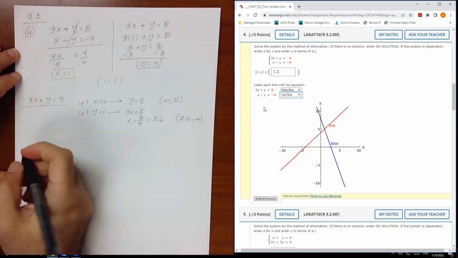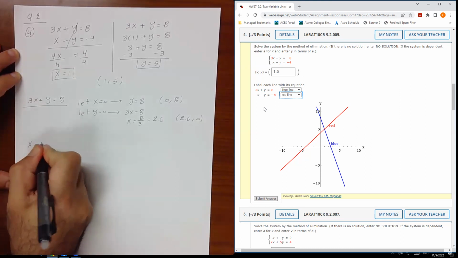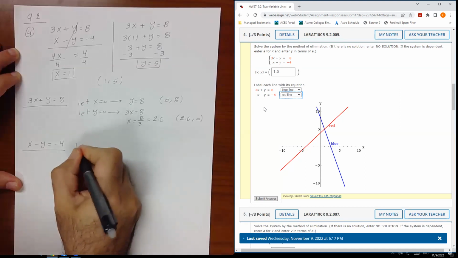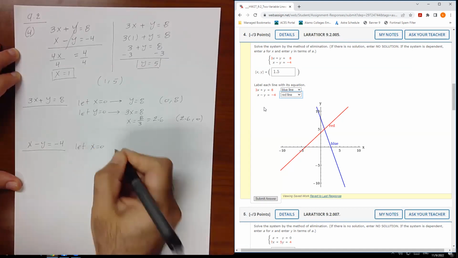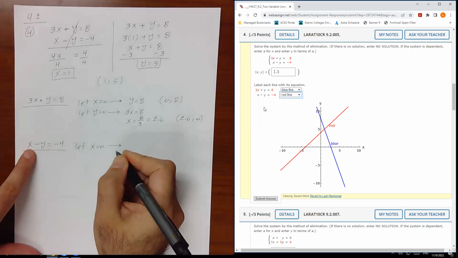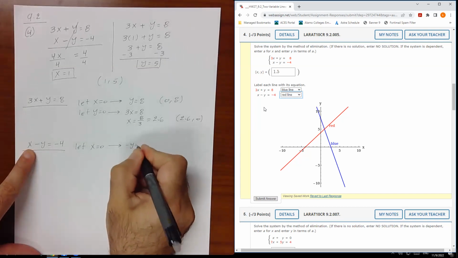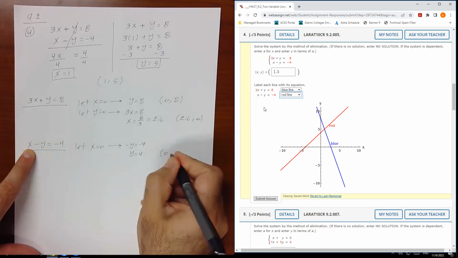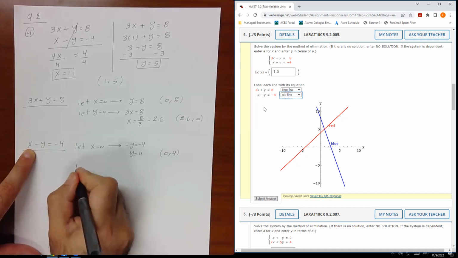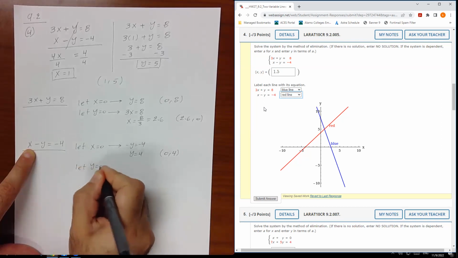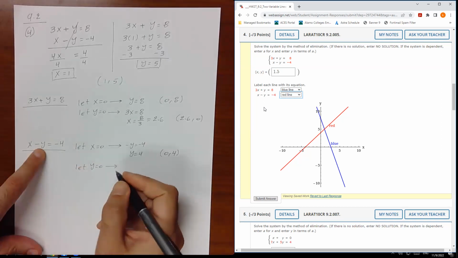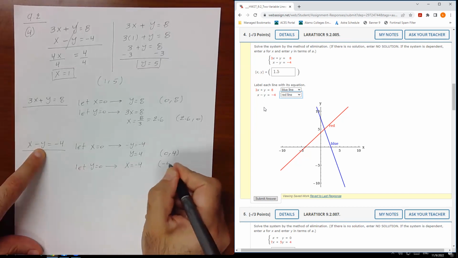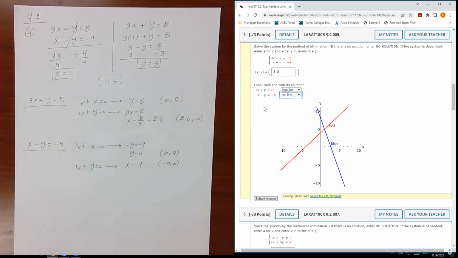We're going to do the same thing. I'm going to grab the second equation, which is x minus y equal -4. I'm going to let x equal 0. So if x equals 0, that means -y equal -4. So y equal 4. That means (0, 4). And then I'm going to let y equal 0. So if y equals 0, that means x is going to be equal to -4. So the point is (-4, 0).